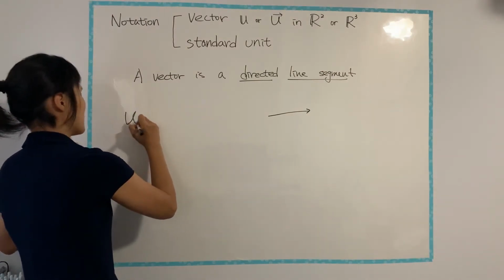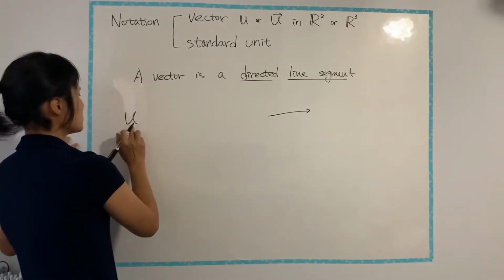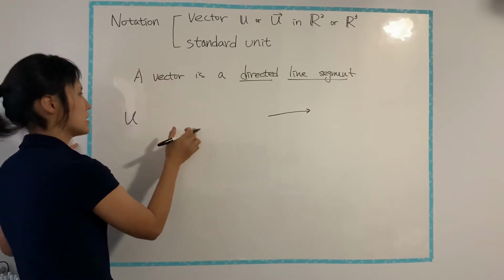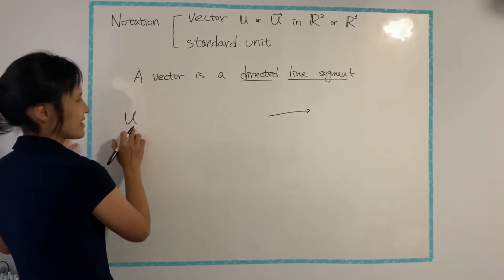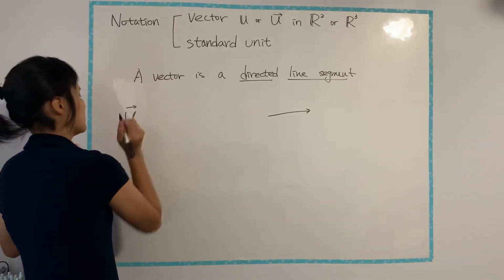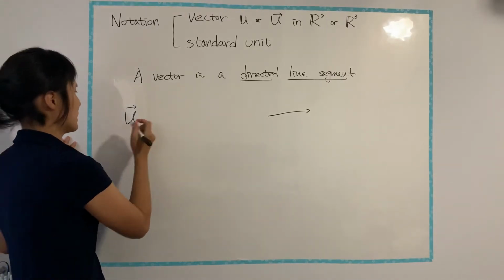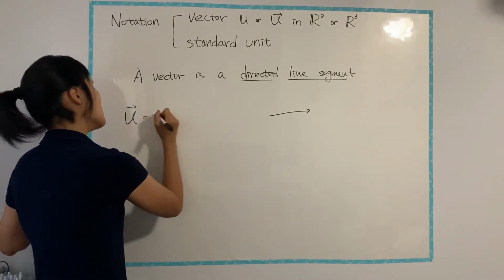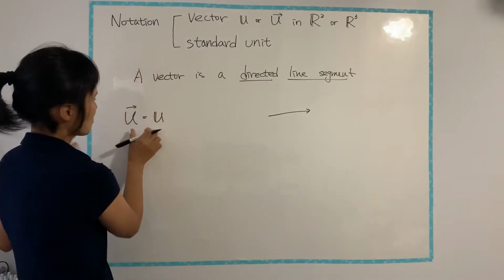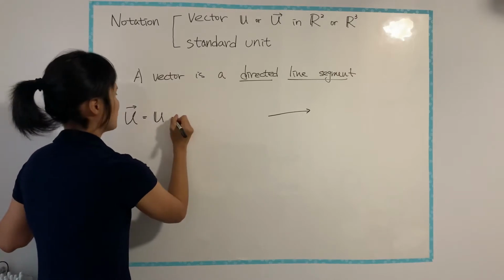I can say this is a vector u. But this looks like a scalar, like u equals 2 or u equals 3. I want to emphasize that this is not a number. So what I can do is I can put a vector arrow on top of the letter u, or I can use a bold notation. Okay, so these are common ways to denote a vector u.